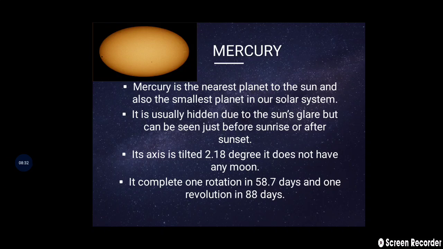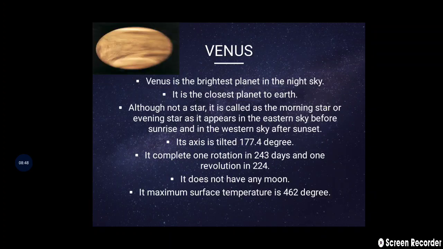Its axis is tilted by 2.18 degrees. It does not have any moon. It completes one rotation in 58.7 days and one revolution in 88 days. Pretty interesting.